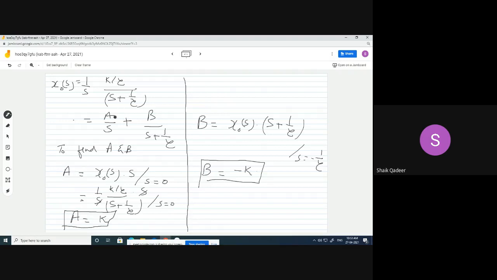Substituting a is equal to k, b is equal to minus k in this equation, I can rewrite xo of s is equal to k into 1 by s minus 1 divided by s plus 1 by tau. Is it clear to everybody? Yes, sir. Okay, now we need to find the inverse Laplace transform of this equation. Can I move to the next screen? Yes, sir.